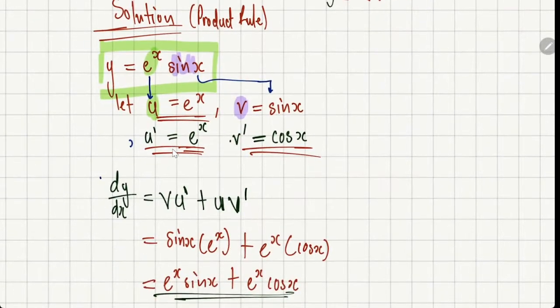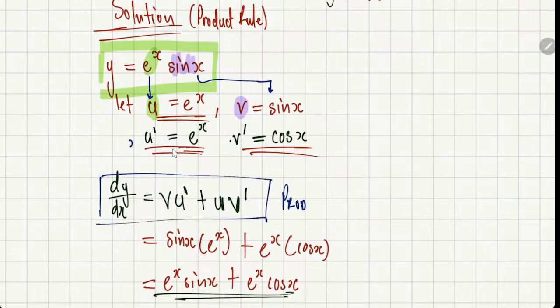Then we used them in this formula. This is our product rule. This is the formula where we used it. And you just go on and get your final solution here. What made you get the final solution is you used the formula. You used the product rule. You identified that you had two functions multiplying.